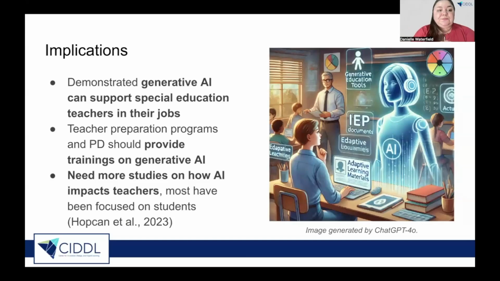So, our implications. This study demonstrated that generative AI can support special education teachers in their jobs, as we previously discussed. And as a result of that, teacher preparation programs and professional development need to provide training for teachers on generative AI so that they can really utilize it to the best of their ability. And also, we need more studies on how AI impacts teachers because most of the AI studies that we have seen so far, as of talking about this paper, have been focused more on students.